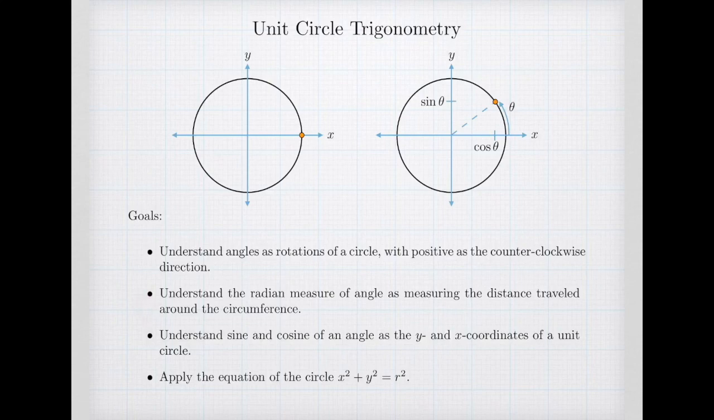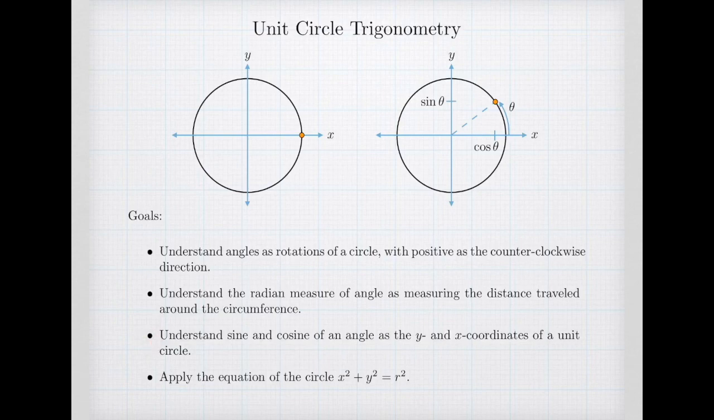Our second goal is to understand the radian measure of angle, which measures the distance traveled around the circumference. So as I think about this point as it travels around the circle, the distance along this circle, if this is a unit circle, the radius is 1, so here's my radius. This distance that I travel will be my angle. If my circle has a different radius, we'll be talking about how I measure this distance in units of the radius. So if I take this arc length and divide it by the radius, that would be my angle.